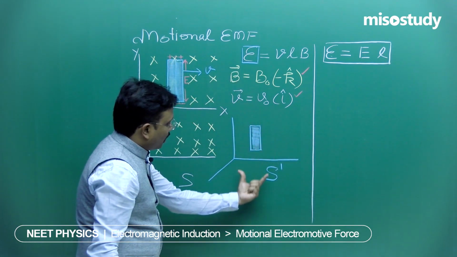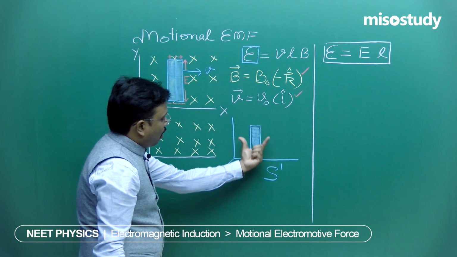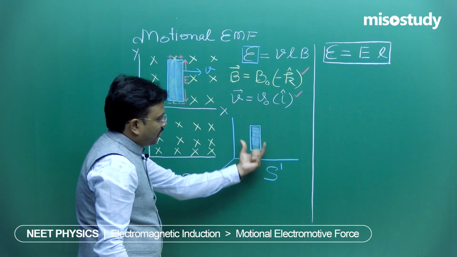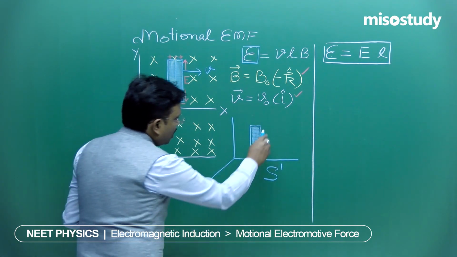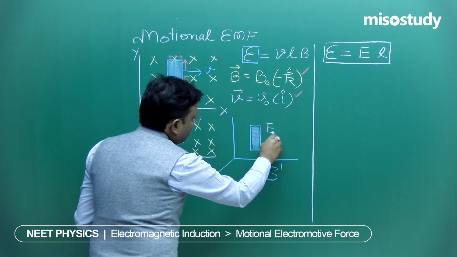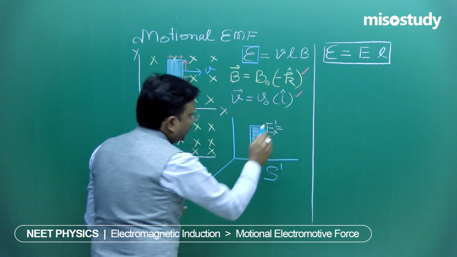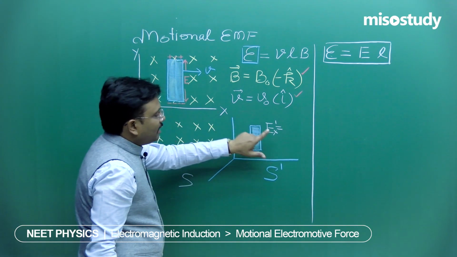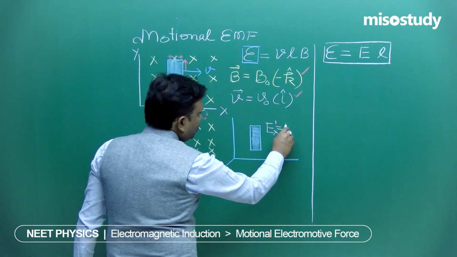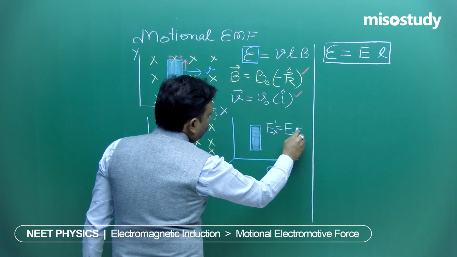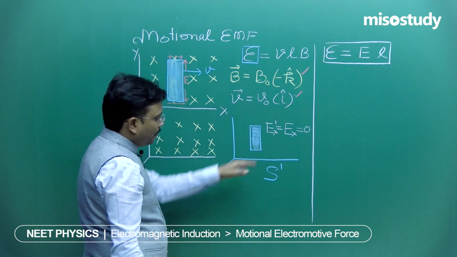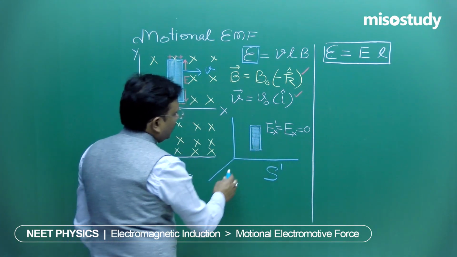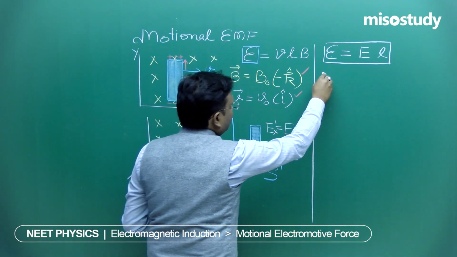So, first I am going to write down the expression of electric field for S prime frame. This is present over here with the blue color notation. So, over here Ex prime, which means the x component of electric field in S prime frame, is equal to Ex, which is equal to 0. Simple.